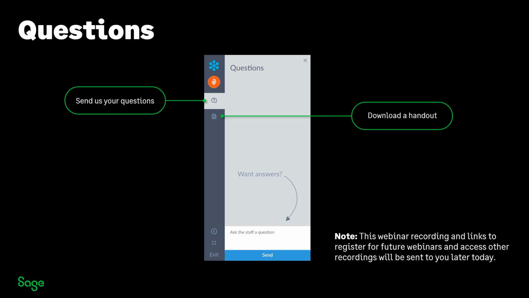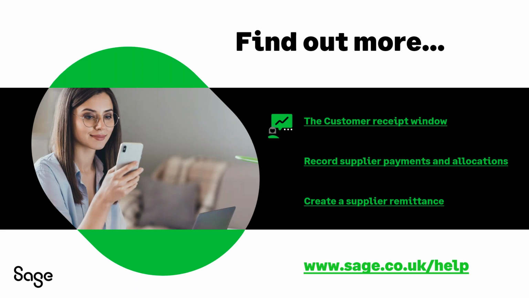One slide you may be interested in is this one. So these links will work for you. If you want to find out more about the customer receipt window or recording supplier payments and allocating transactions or the remittance option, then those links are available for you. That information should be easy to find from our help centre though, if you are interested.